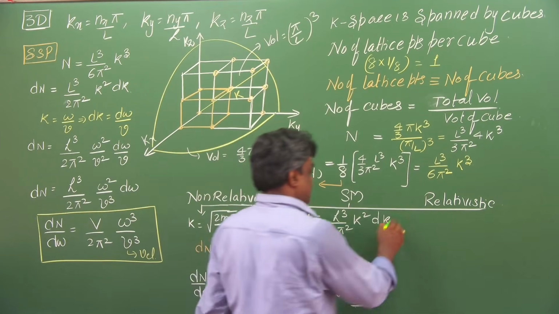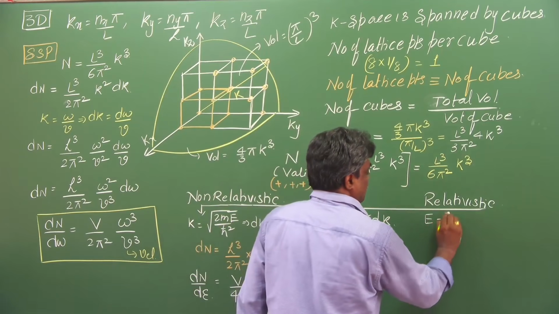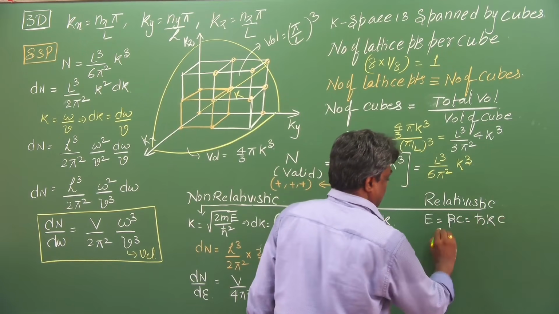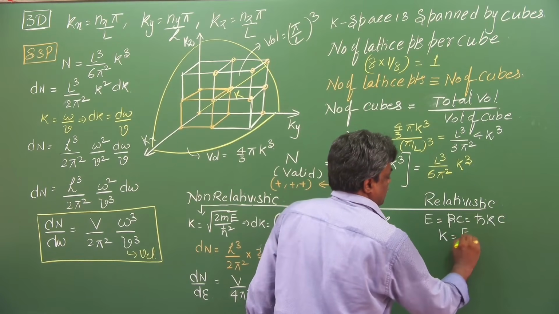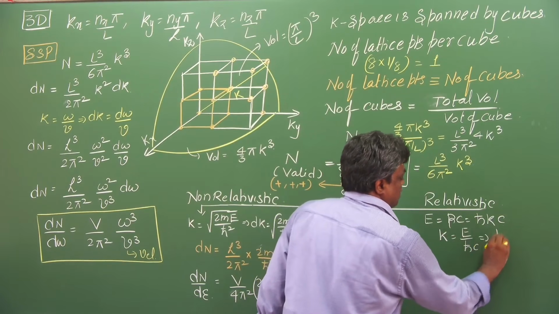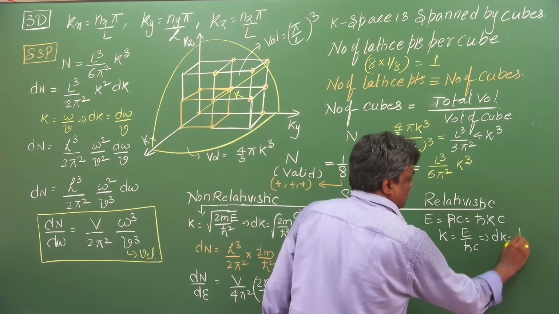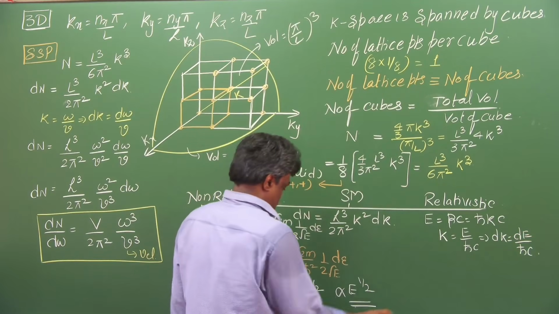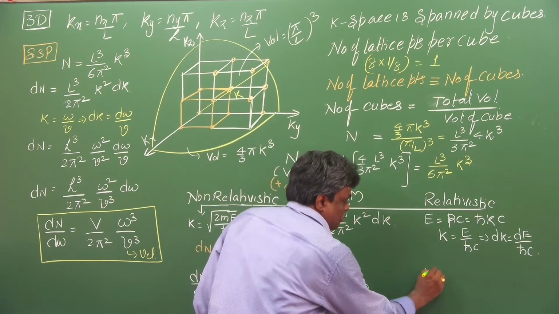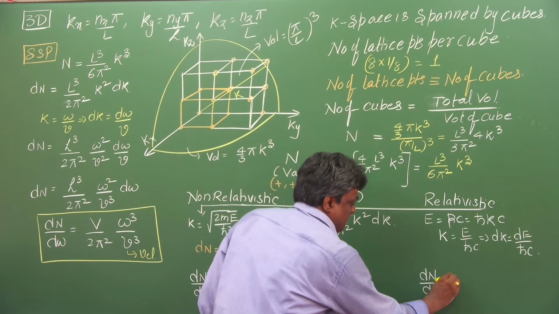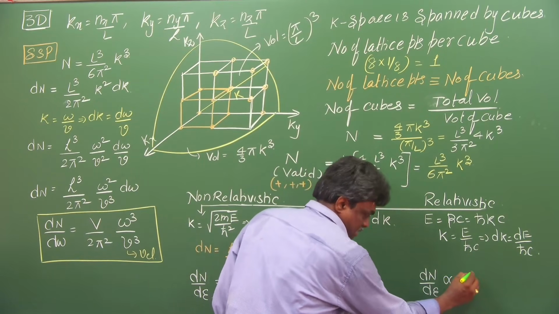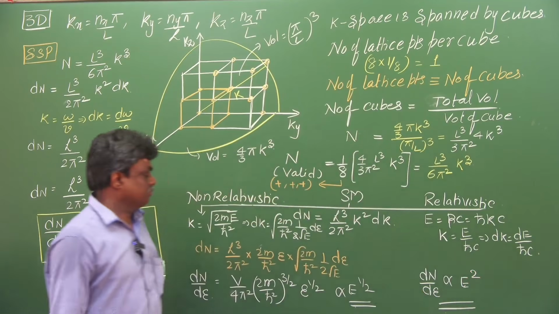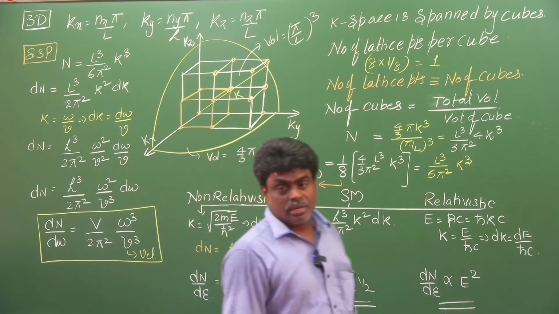And relativistic, you know, E equal to Pc, which equals h cross kc, and k equal to E by h cross c. That implies dk equal to dE by h cross c. So if you substitute here, how much did you get? dn by dE is proportional to E power 2 or 1? 2. That's it.